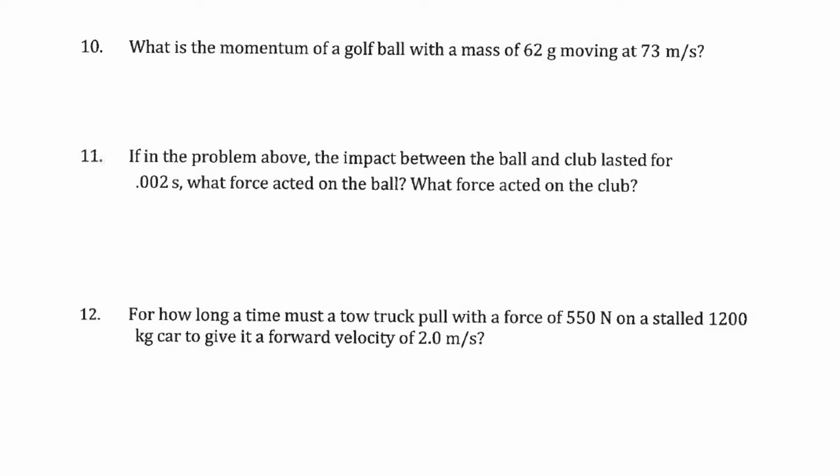Number 10 is asking, what is the momentum of the golf ball with this mass and this velocity? Well, that's pretty easy. We all know that momentum is P, and momentum is the mass times the velocity. So P is equal to, not 62 grams, we have to change this to kilograms. So you just do 62 divided by 1,000, which is 0.062 kilograms. Again, we don't want grams, we want kilograms.